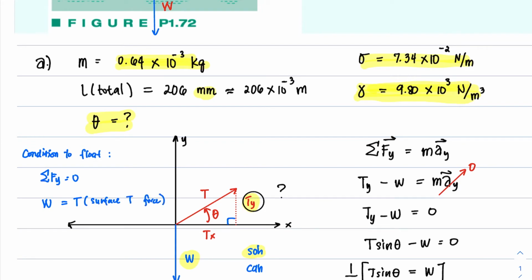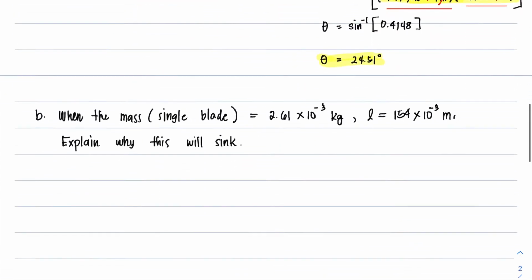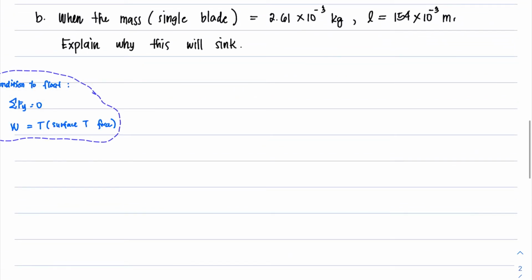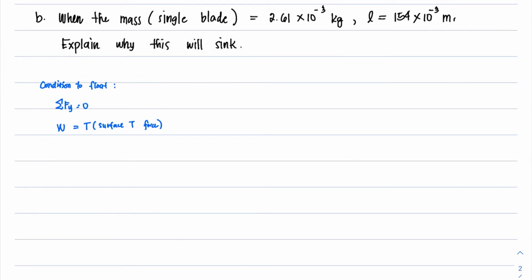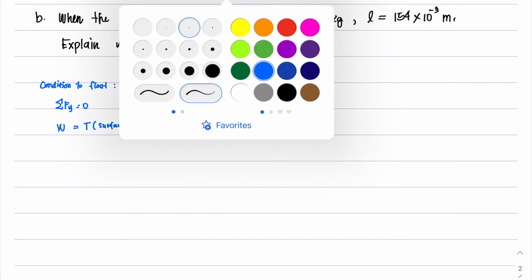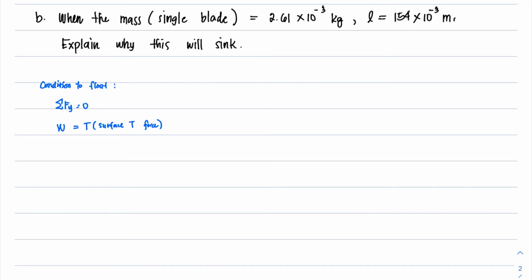By the way, that's why I try to talk about this, because this will be a very essential part of the analysis of problem B. So in problem B, recall again the condition to float is that the weight must be supported by the surface tension force. Now let's check whether that will be true for this case, where we are dealing with a single blade with a given mass and given length. So let's check whether the weight will be equal to the surface tension force.